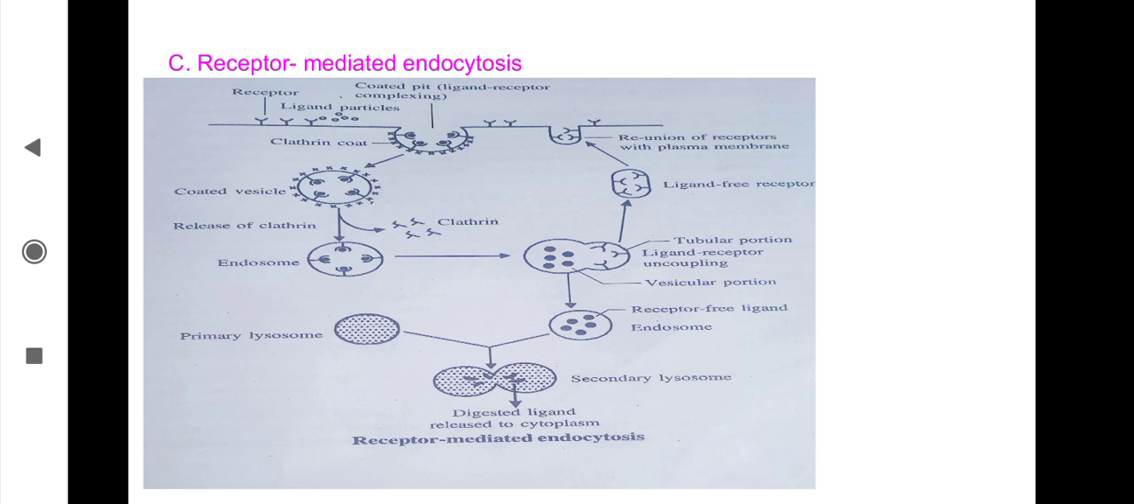The tubular portion contains ligand-free receptors in its membrane and the vesicular portion contains receptor-free ligands in its lumen. The tubular portion now pinches off from the vesicle and gets incorporated with the plasma membrane to repeat the cycle. The vesicular portion fuses with a primary lysosome and gets its content digested by lysosomal enzymes. The transport of cholesterol into animal cells is a typical example of receptor mediated endocytosis.